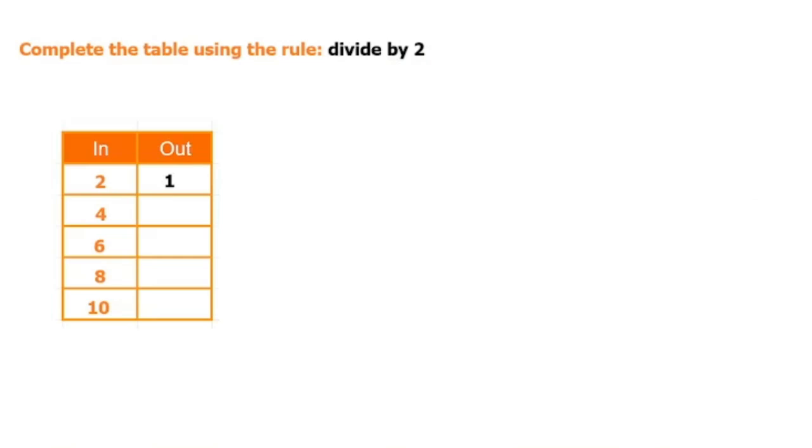In this video, we're going to learn about applying a rule to a table using division. So if we have a problem like this that says complete the table using the rule divide by 2. So this is the rule, divide by 2. So what we'll have to do is apply the divide by 2 rule to each of these inputs. And that's going to look like this.